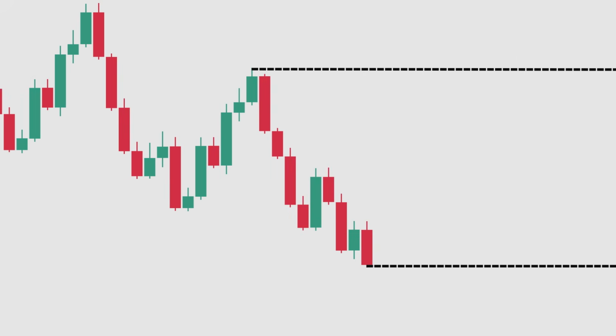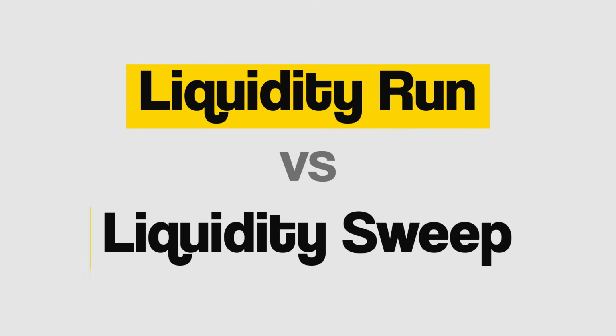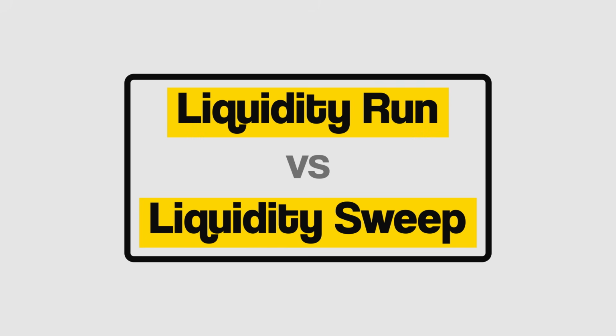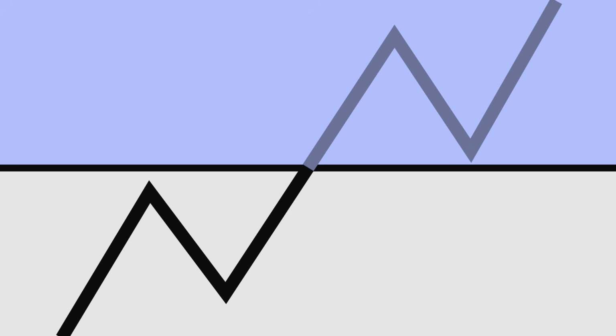Now let's break down the difference between a liquidity run and a liquidity sweep, and how you can actually use both for profitable trading. In simple terms, when price reaches an external range liquidity level, two things can happen. Price continues through that level. This is called a liquidity run. Or price grabs liquidity and reverses. This is called a liquidity sweep.